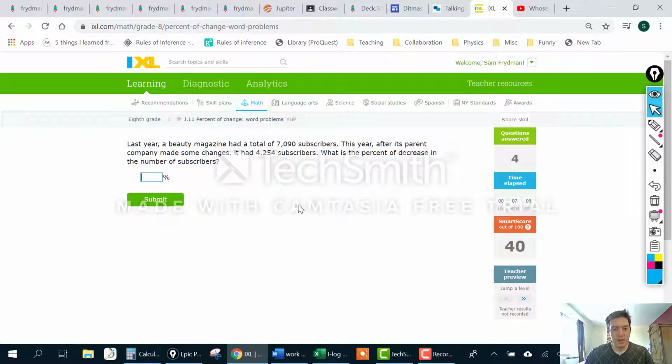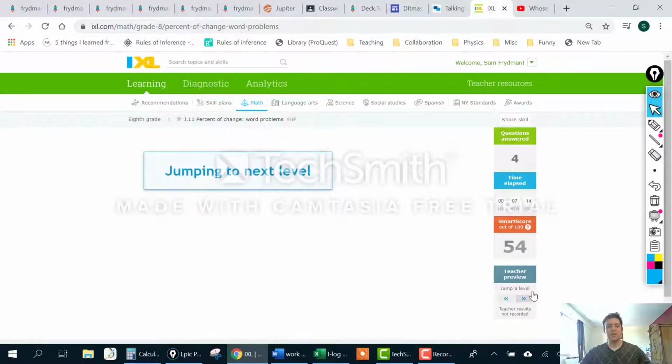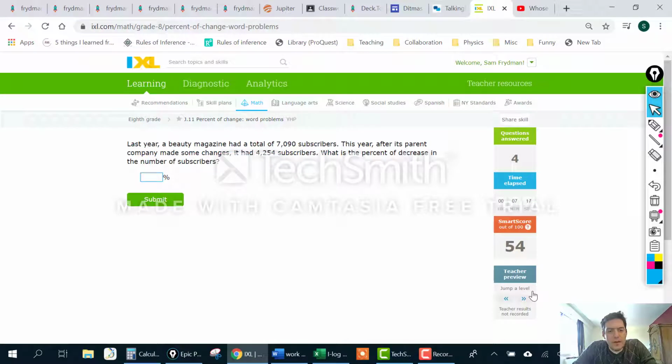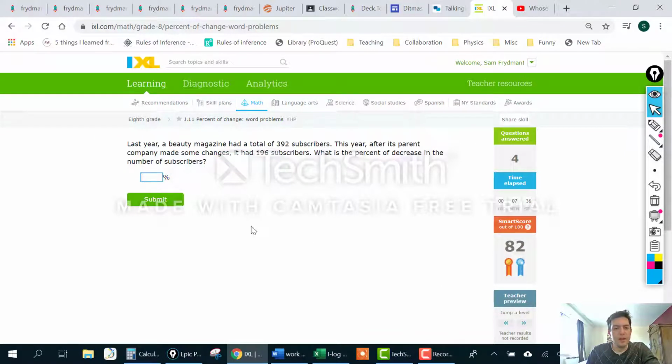All right, so let's go ahead. This is a percent decrease, okay, but same idea. We're going to subtract and then divide by the original value. Let's go ahead and jump to the next level. All right, so this looks like the same kind of a problem. Another find the percent of change here. Okay, if it says percent over here, then it's asking you for percent of change. So your first step would be to subtract, and then your second step would be to divide by the original value.